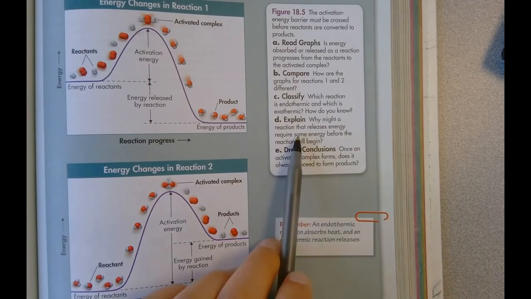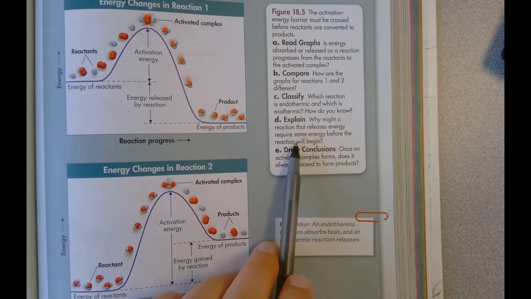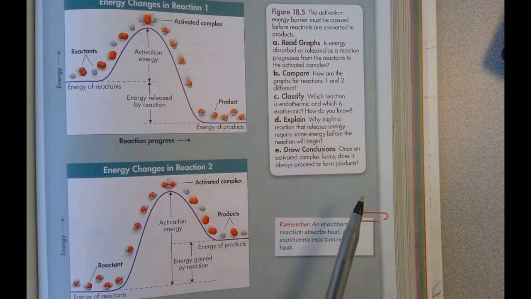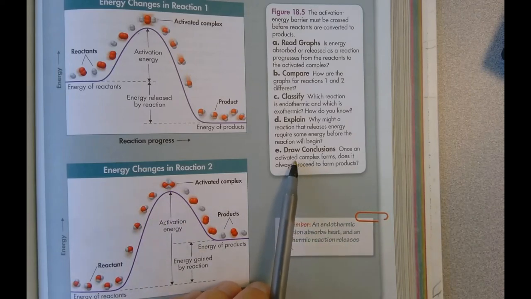So right here where it says, why might a reaction that releases energy need some energy to get going? Now, there might just be enough energy in the room. Some reactions are spontaneous at room temperature, right? You won't always have to heat them up. But it's still going to absorb some energy when they collide, right?